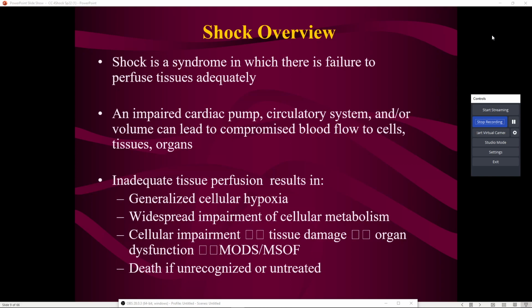So what does inadequate tissue perfusion or shock result in? We're going to be in a hypoxic state typically. And not just hypoxic in one location. Typically, we're talking system-wide. The entire body is affected by this. Widespread impairment of cellular metabolism.